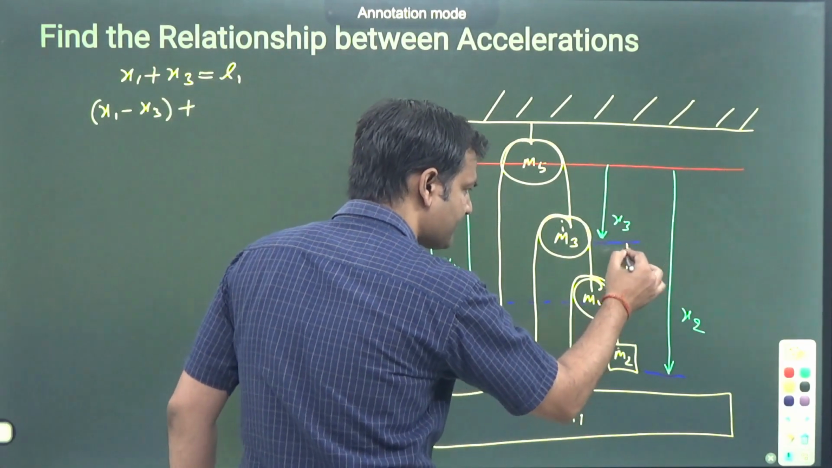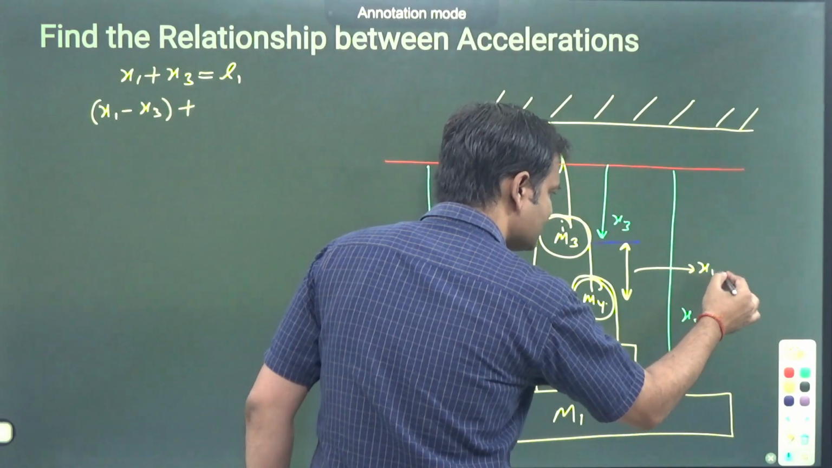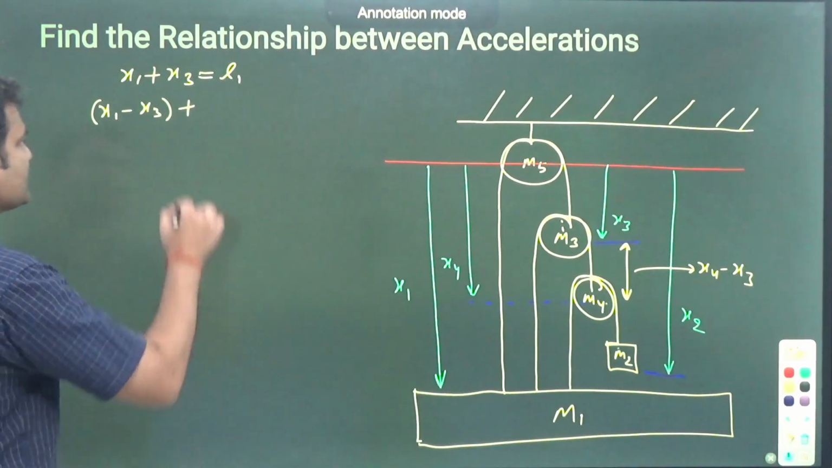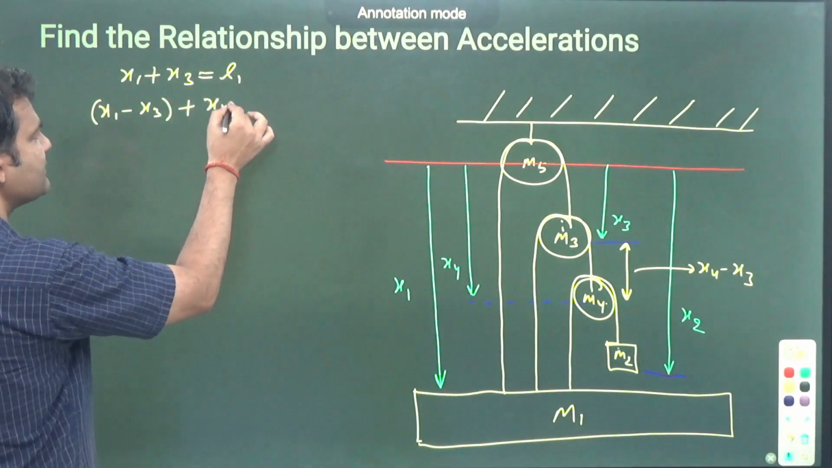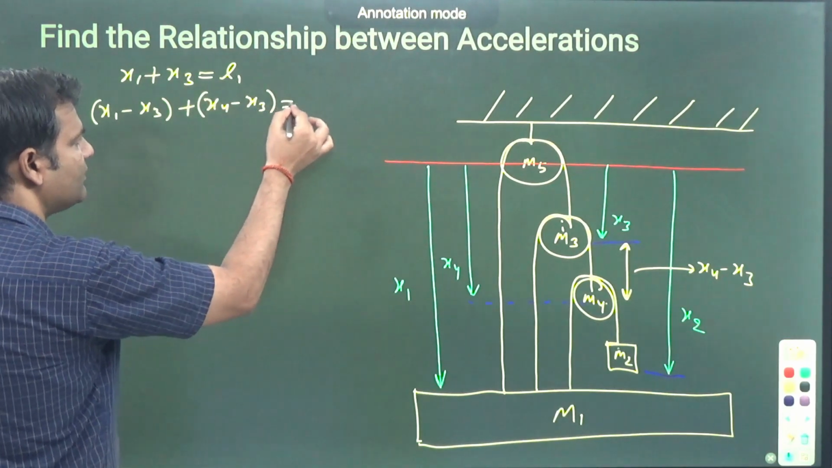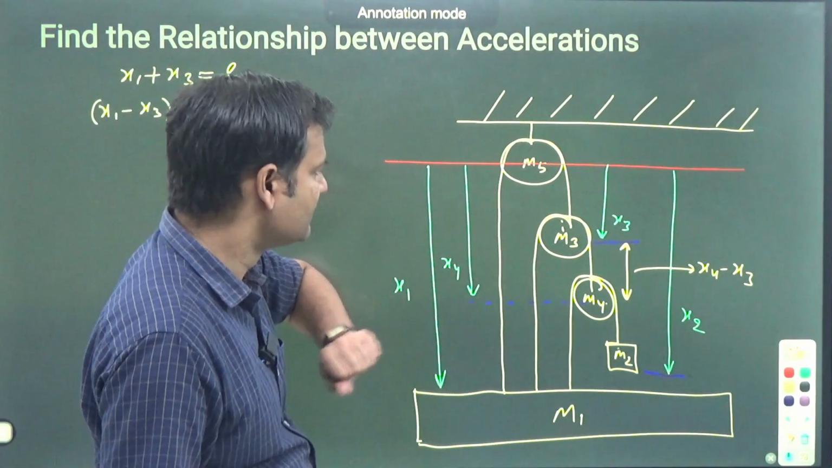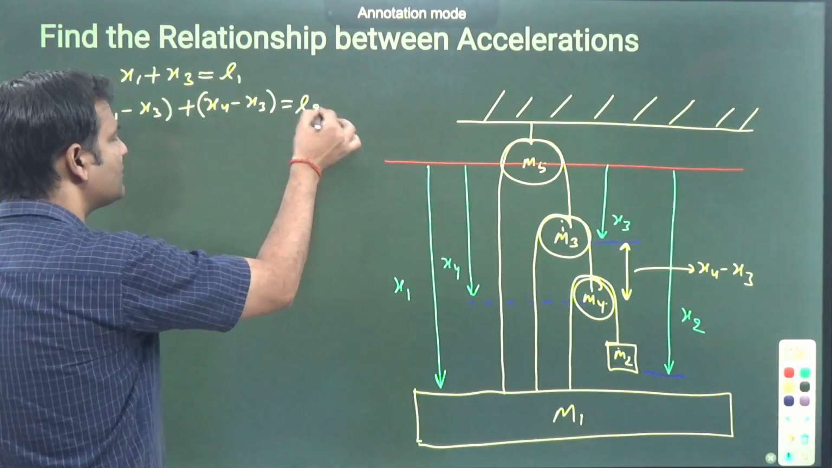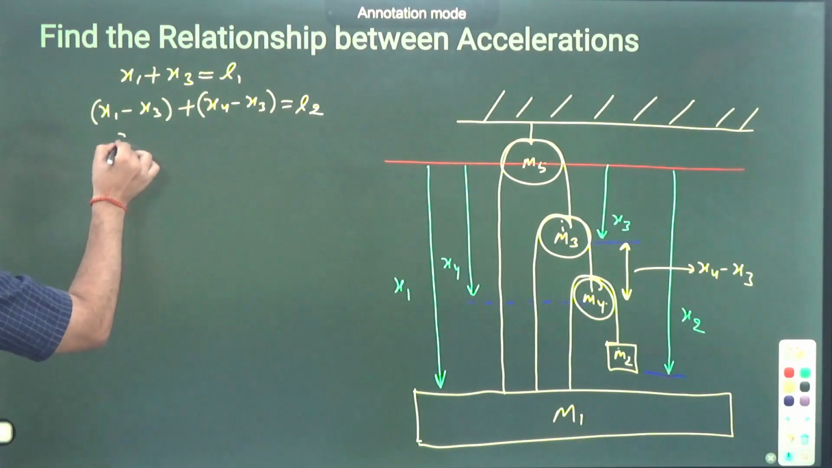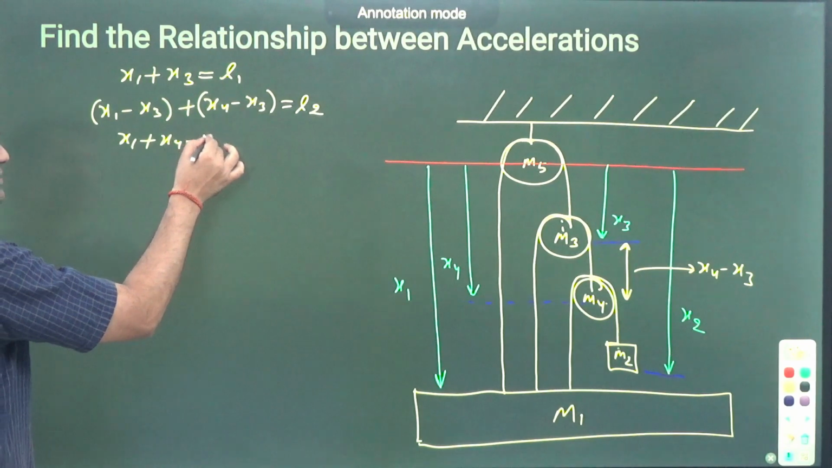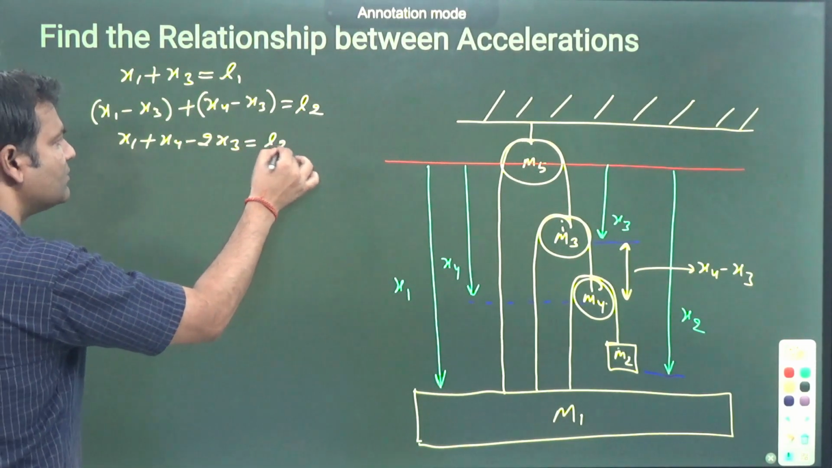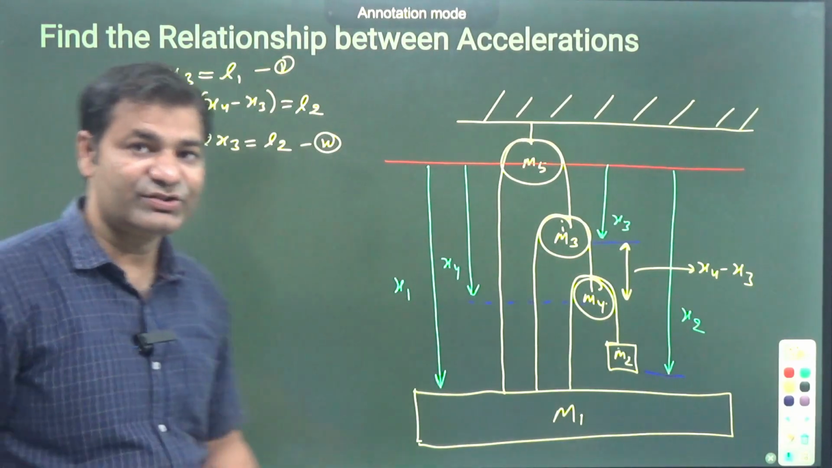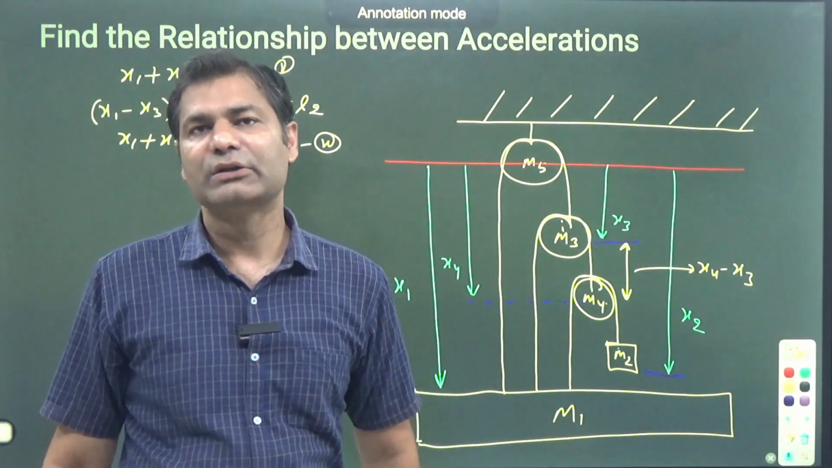This length is how much? x4 minus x3. Clear or not? Very simple. Okay. So finally, the length of that one plus the length of that one is called L2. So x1 plus x4 minus 2x3 will be equal to L2. Here equation number 1, here equation number 2. There are 3 strings, so 3 equations are possible.